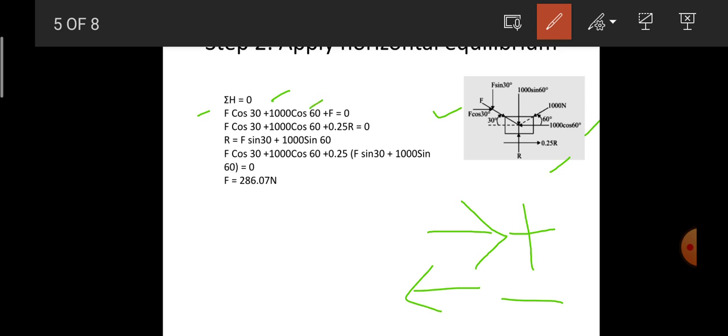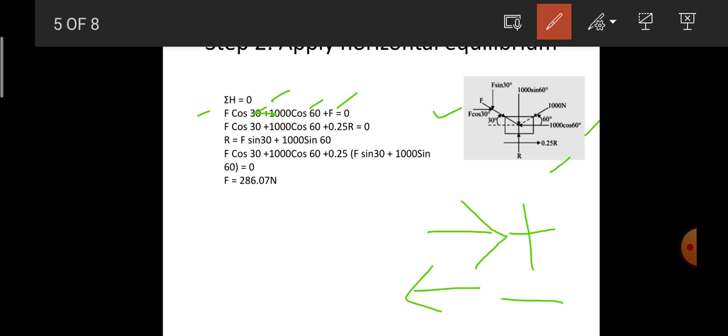So F cos 30 is going in the right side direction, so it is positive, and 1000 cos 60 is going in the left side direction, so it should be negative. And then I have 0.25 R, that is nothing but the friction force F itself, which is going in the right side direction, hence it is considered to be negative.